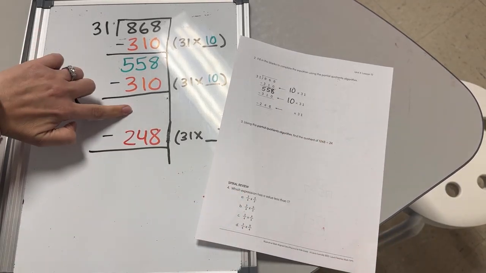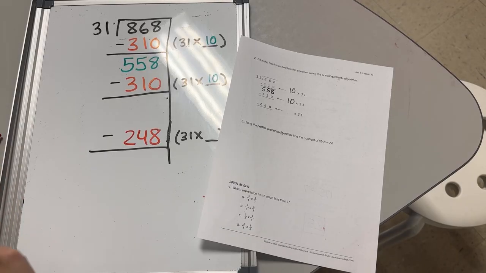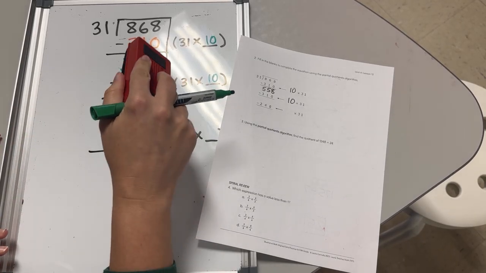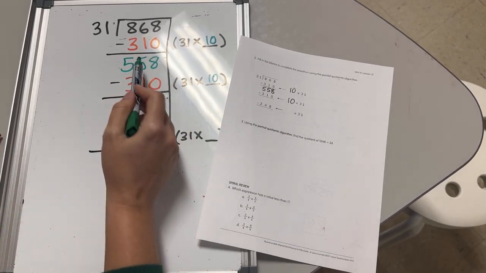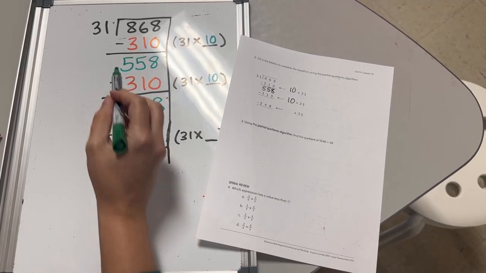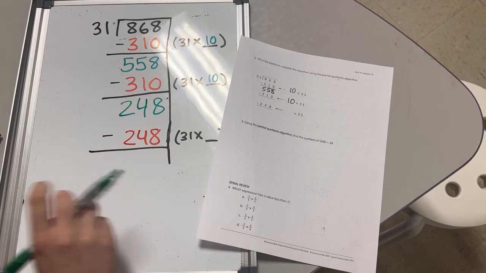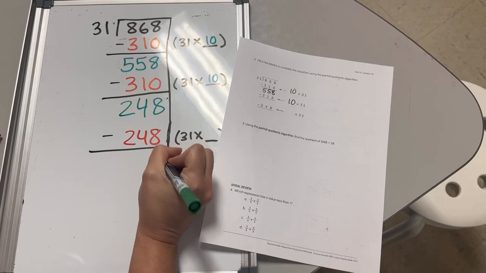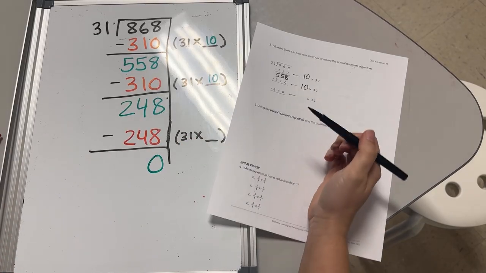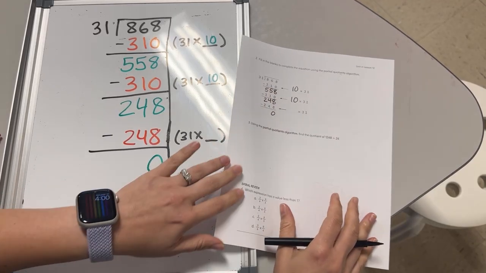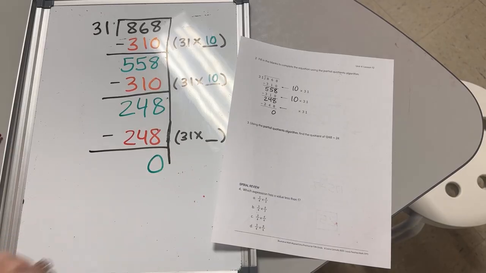So once I fill in this blank, now I'm going to fill in this blank, which means I'm just going to subtract again. So 8 minus 0 is 0. Oh, sorry, 8 minus 0 is 8, not 0. 5 minus 1 is 4, and 5 minus 3 is 2. And now I can see, oh, these two numbers are the same, which means that when I subtract to finish, it's going to be 0. So on my sheet, I can go ahead and fill in 248, and I can fill in 0. But I still need to figure out what number times 31 is going to give me 248.